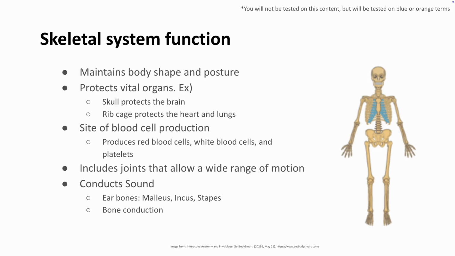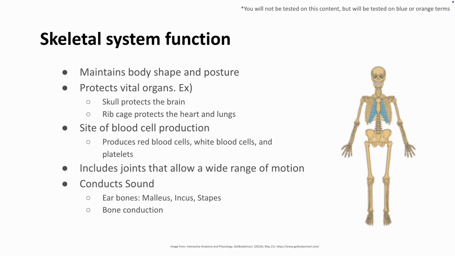So let's start with what it does. The skeletal system is a system that maintains body shape and posture. As is kind of obvious, your bone is probably the hardest material in your body. It creates rigidity and structure. It protects vital organs, especially your ribs, which protect your heart and the lungs. The skull protects the brain. Yeah, the rib cage protects the heart and lungs.